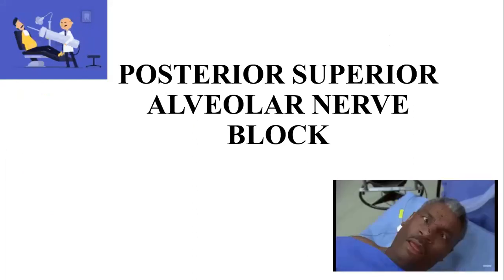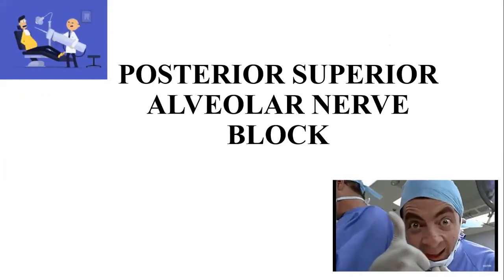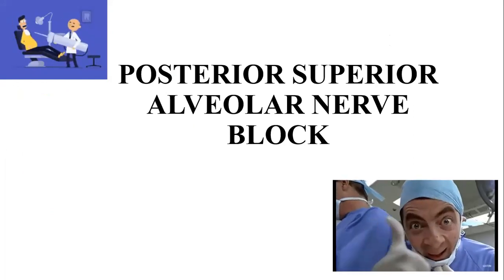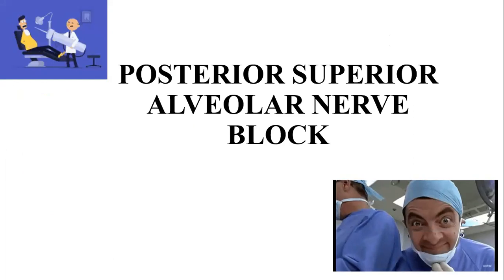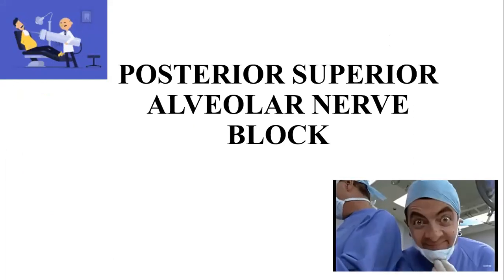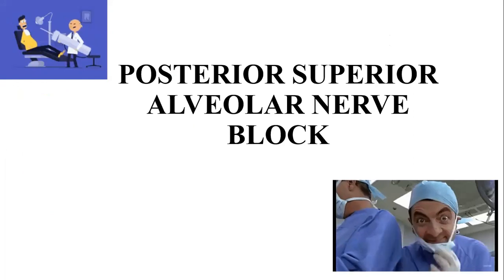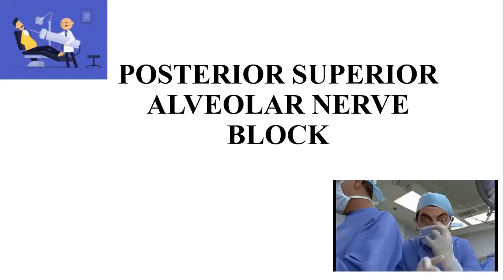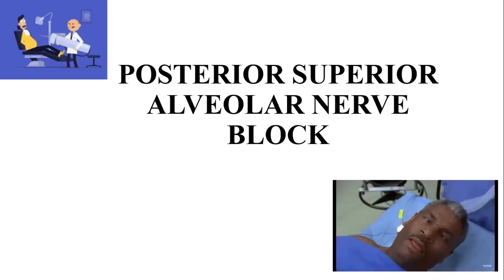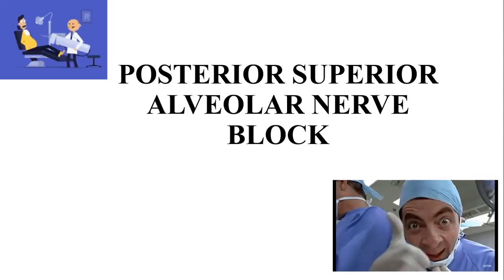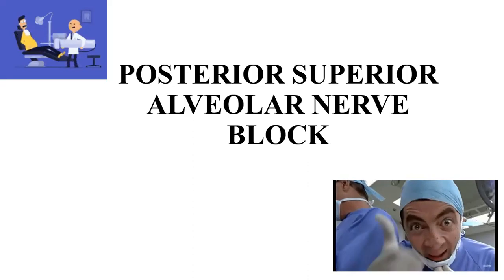Hi, good morning all. The topic for today is going to be posterior superior alveolar nerve block. It is one of the techniques from maxillary injection procedures. It is common for all dentists practicing in day-to-day life, so all must know it. In this class we are going to discuss what the posterior superior alveolar block is, how we give the injection, anatomical landmarks, and the surgical procedure.